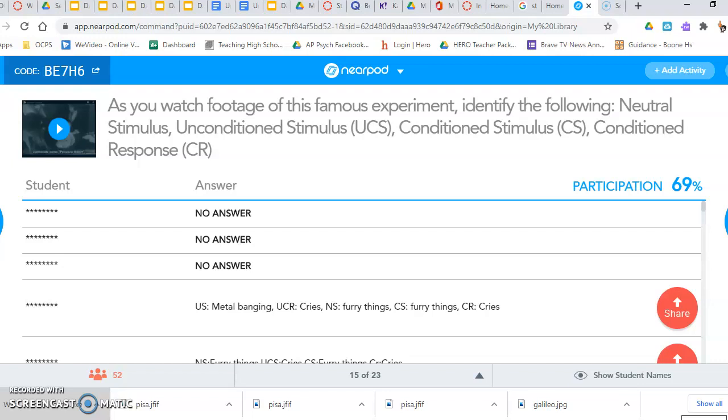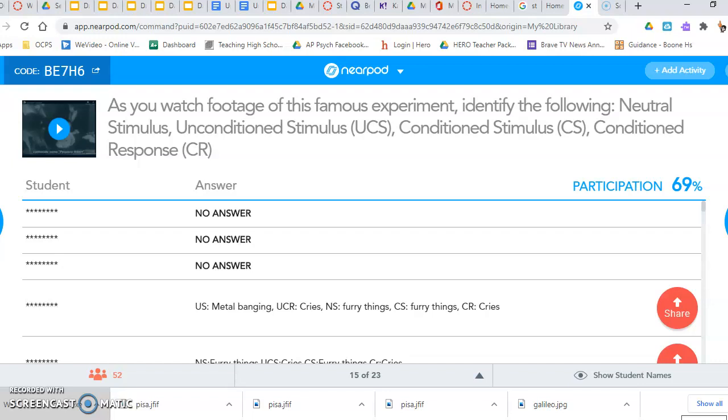So in this example, you've got to identify the neutral stimulus, the unconditioned stimulus, the conditioned stimulus, and the conditioned response. It's really important that you work through this. So if you are just listening to me, but you haven't watched the video, go watch the video and work through it. Because by working through it, you'll figure it out. And then you can listen to me talk about the answers. But if you just listen to me, you won't get it.